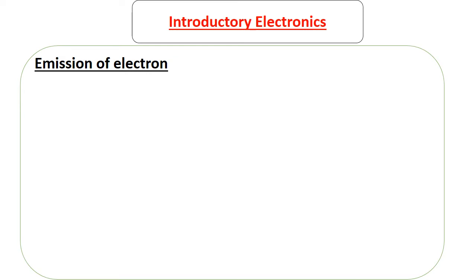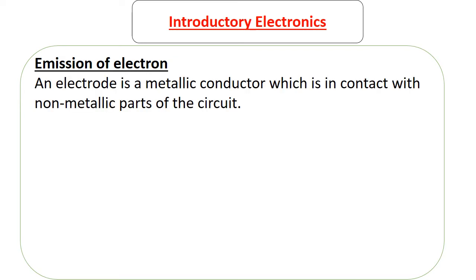So we start with emission of electrons. An electrode is a metallic conductor which is in contact with non-metallic parts of the circuit. Normally circuits are made of wires, a battery, a wire, and maybe bulbs and the like. But we have situations where we have wires which are metallic conductors, then at some point we won't have a wire. So the parts of the wires which are metallic conductors in contact with parts that are non-metallic are called electrodes. There are two types of electrodes.